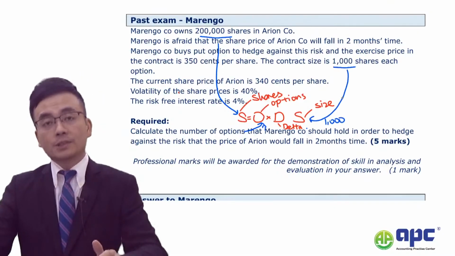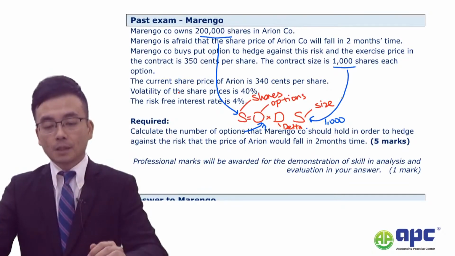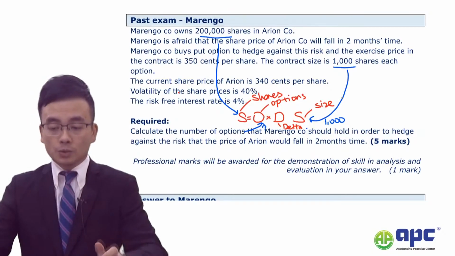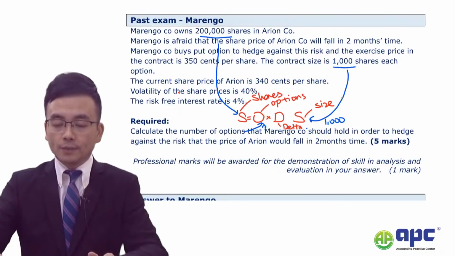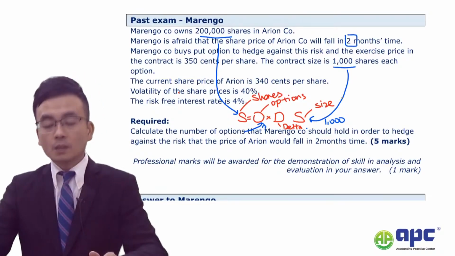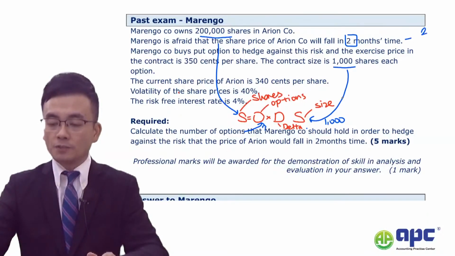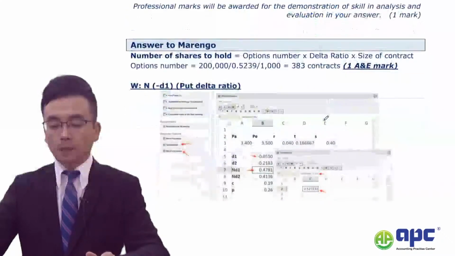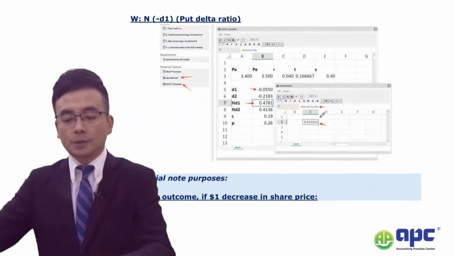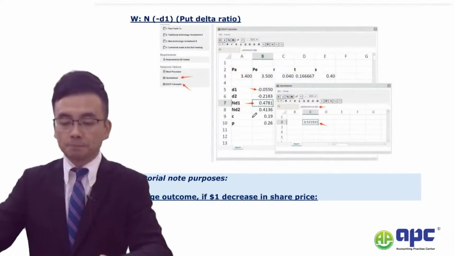What will be the delta ratio here? Well, we're told we need to wait 2 months. So expressing the number of years will be 2 over 12. That will be a t value. And we slot that into the Excel in the BSOP calculator.